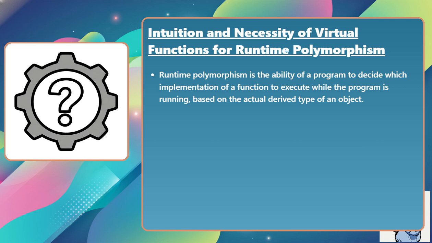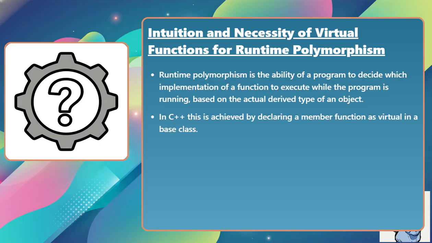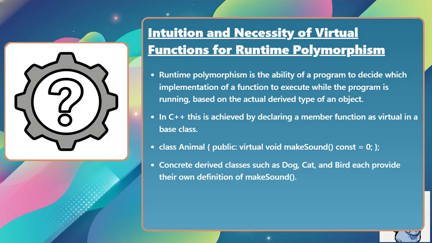Runtime polymorphism is the ability of a program to decide which implementation of a function to execute while the program is running, based on the actual derived type of an object. In C++, this is achieved by declaring a member function as virtual in a base class. class Animal { public: virtual void makeSound() const = 0; }; Concrete derived classes such as Dog, Cat, and Bird each provide their own definition of makeSound.